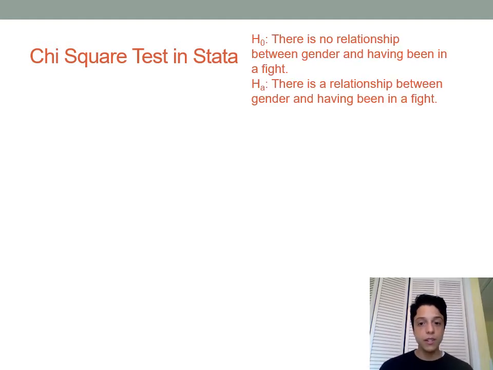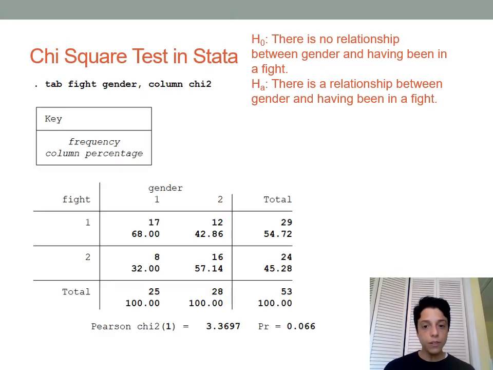So here I'm actually just going to show you the chi-square test for the example we've been going through using the class data. Here our null hypothesis is that there is no relationship between gender and having been in a fight, and our alternative hypothesis is that there is a relationship between gender and having been in a fight. The results that pop out of Stata look like this. You have your command at the top where you're making a crosstab of fight and gender, and then you're telling it to run a chi-square test.